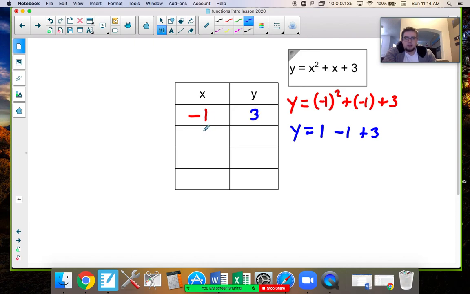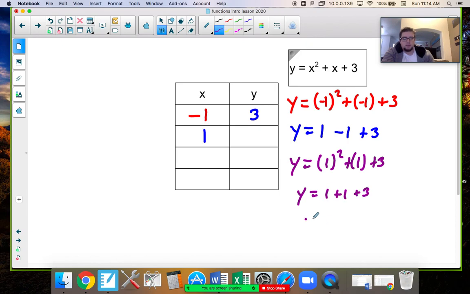Let's plug in 1 now. To plug in 1, y equals 1 squared plus 1 plus 3. y equals 1 plus 1 plus 3. So that gives us 5. The thing about these input-output tables and how I'm getting our inputs over here, I am literally just picking.